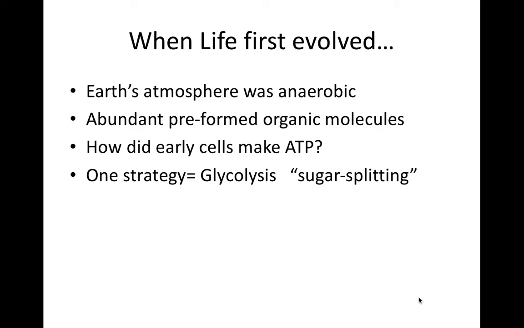So the first strategy we believe evolved was a relatively simple way of making a little bit of ATP, starting with one glucose molecule. And this strategy is called glycolysis. Literally, it means sugar splitting. And we'll see that this is a way to use the energy in glucose and drive a little bit of ATP synthesis. So let's first take a look at this primitive way of making ATP.